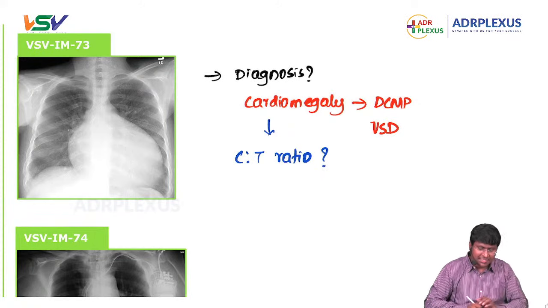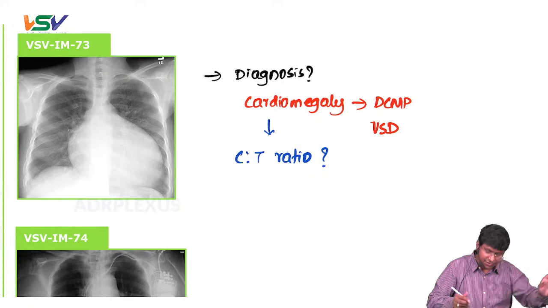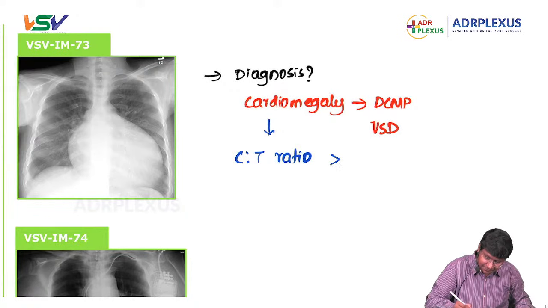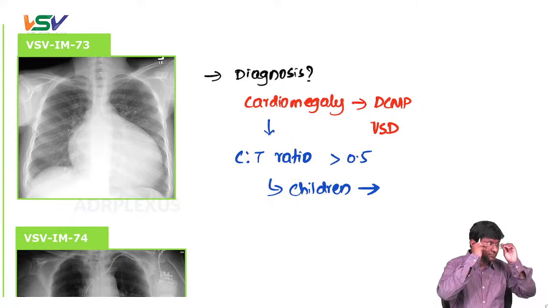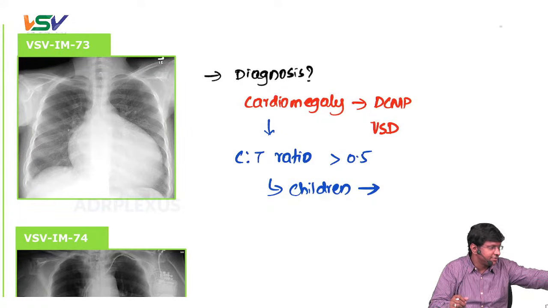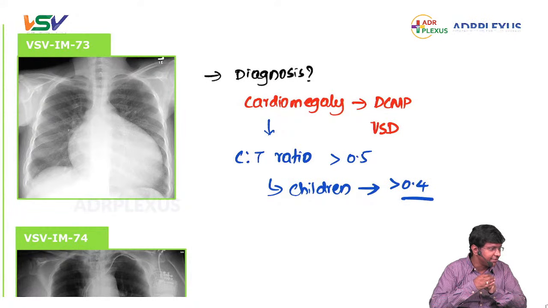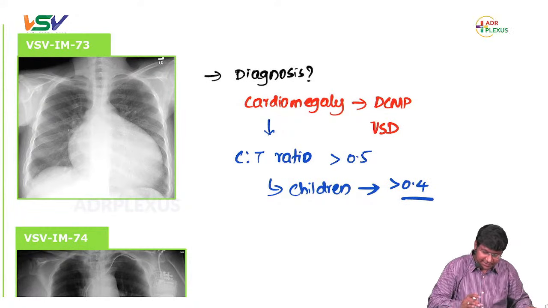So how much should be the cardiothoracic ratio to call it as cardiomegaly? Anyone? Right, so that should be more than 0.5. And how much should be the cardiothoracic ratio in children to call it as cardiomegaly? In children it is not the same 0.5. No, it's not more than 0.7, it is more than 0.4. In children it is more than 0.4. Okay, right. That is about the cardiomegaly.